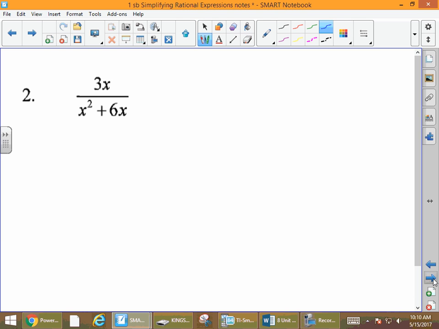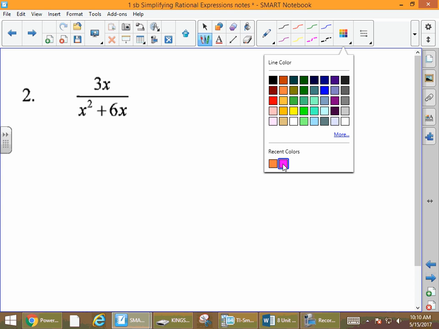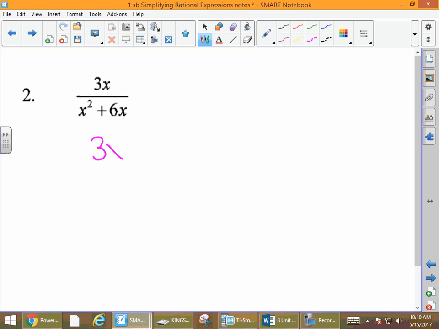Now we were lucky enough on that first problem to be able to factor out something in the numerator, but we don't have to factor out anything in the numerator. As we can see in problem number 2, nothing factors out of the numerator, the top of the fraction. But if we look at the bottom, our denominator, we happen to have a greatest common factor of x. When we factor out an x, x squared divided by x is x. 6x divided by x is 6.